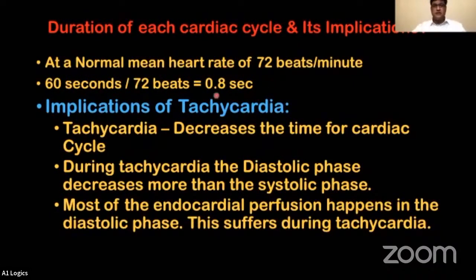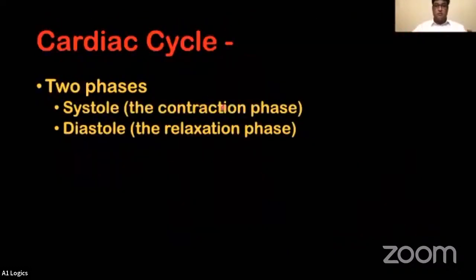So why is it so important to discuss tachycardia or the duration of the heartbeat? As the heart rate increases, there is a decrease in the cardiac cycle duration. That is the first thing. The second, during tachycardia, the diastolic phase decreases more than the systolic phase. That's very important. And the most important is that endocardial perfusion happens in the diastole phase. And if there is tachycardia, the endocardial perfusion suffers. So this is one of the most important points.